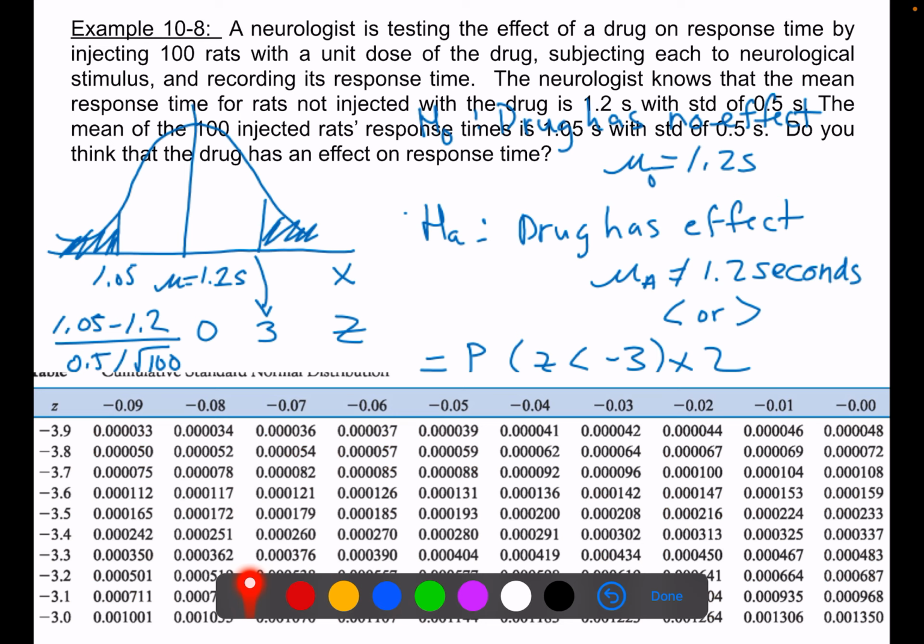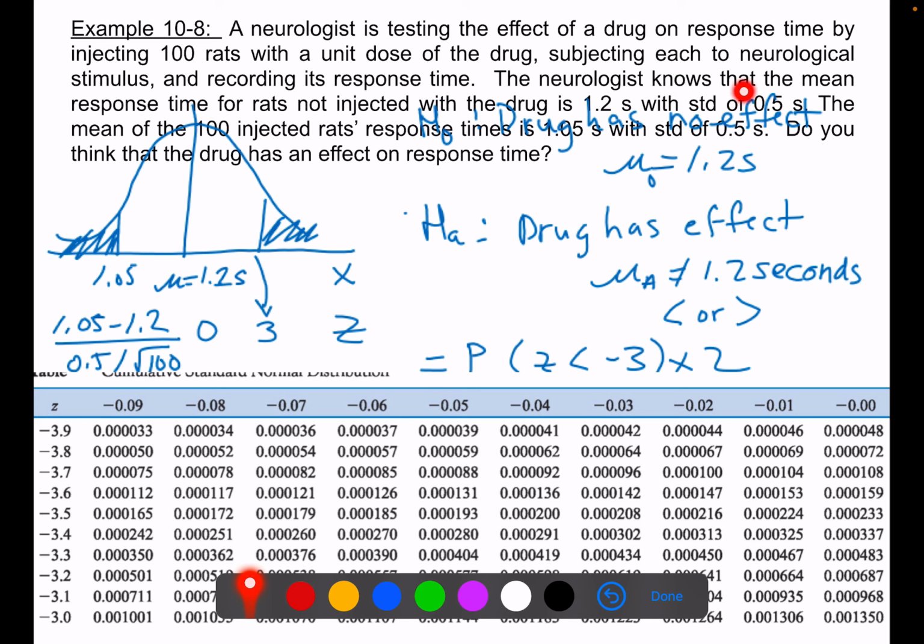A neurologist is testing the effect of a drug on response time by injecting 100 rats. So N is 100. Immediately after we see such a large number, we know that we have to use the normal distribution, right? With a unit dose of the drug, subjecting each to a neurological stimulus and recording its response time.